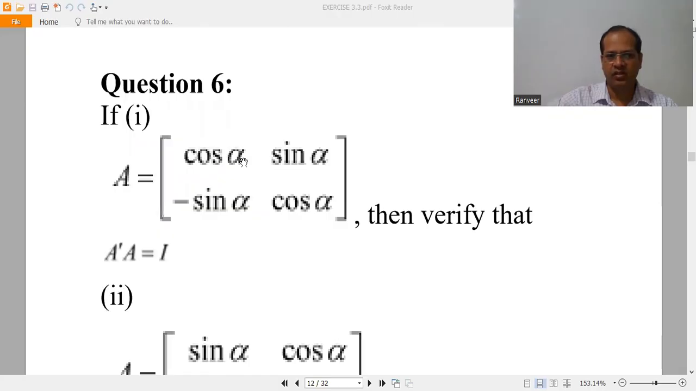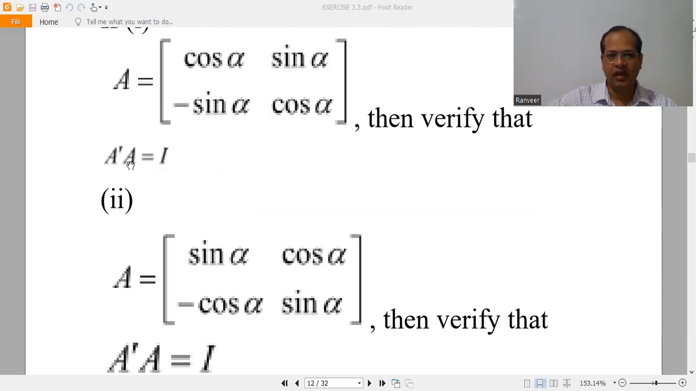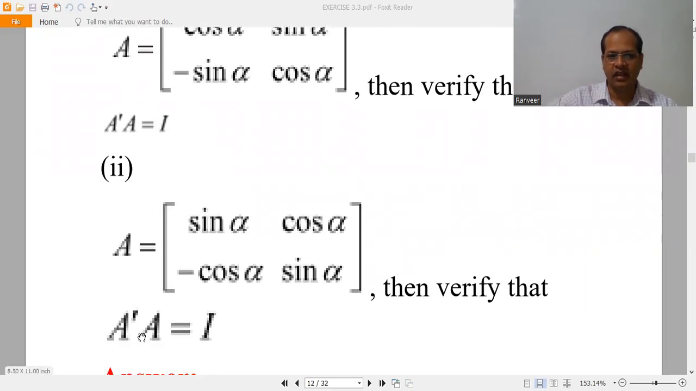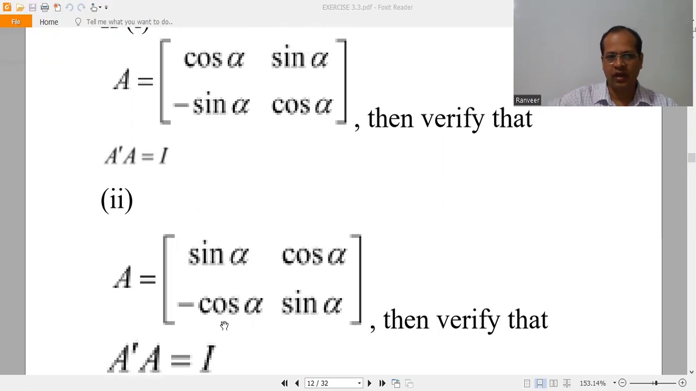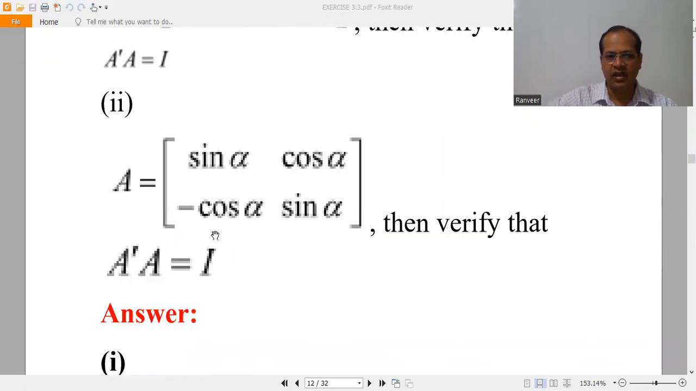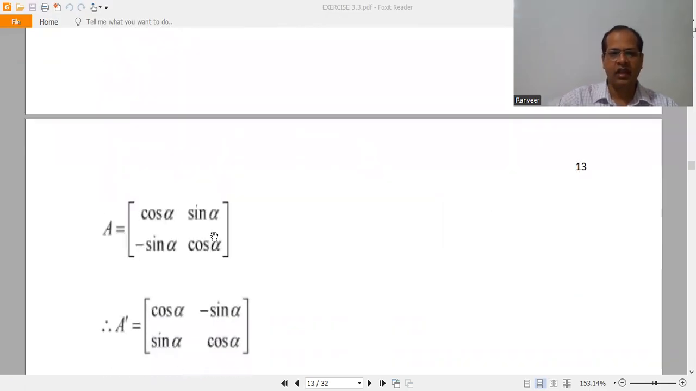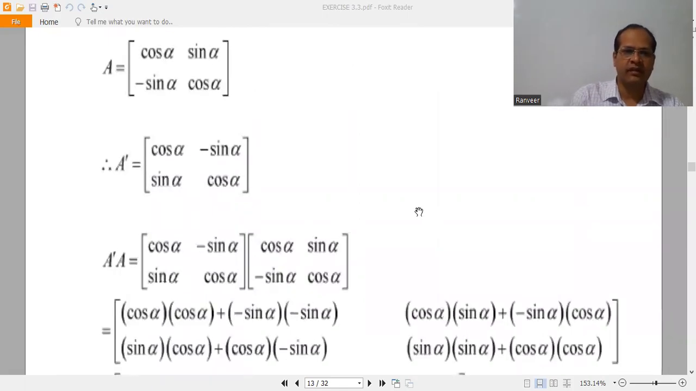Now, A equal to cos alpha, sin alpha, minus sin alpha, cos alpha, then verify A complement A equal to unity matrix, and A A complement here also equal to unity matrix. So both are the same question. We can see one here. A is given first of all. This is the value of A.